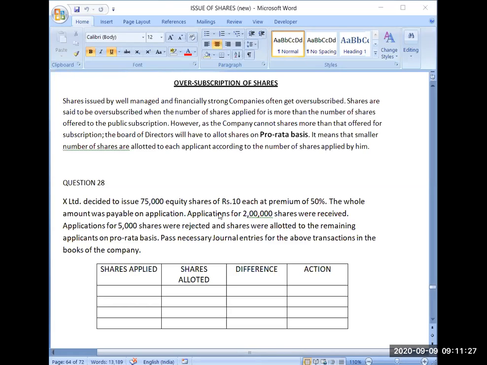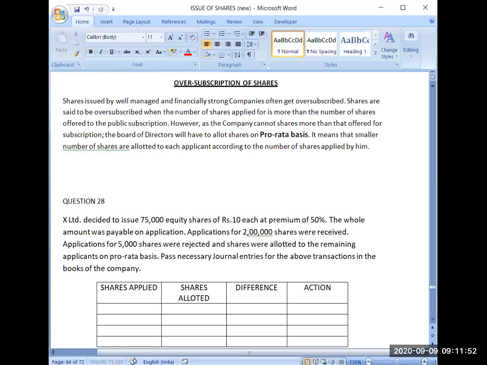Questions from this topic: oversubscription, forfeiture and reissue. So now you have learned forfeiture and reissue. Now we will be learning oversubscription of shares, how to do journal entries in the case of oversubscription of shares. And then later on we will combine both topics, oversubscription and forfeiture. These topics are left now. Okay, now see, first we will discuss the meaning of oversubscription.